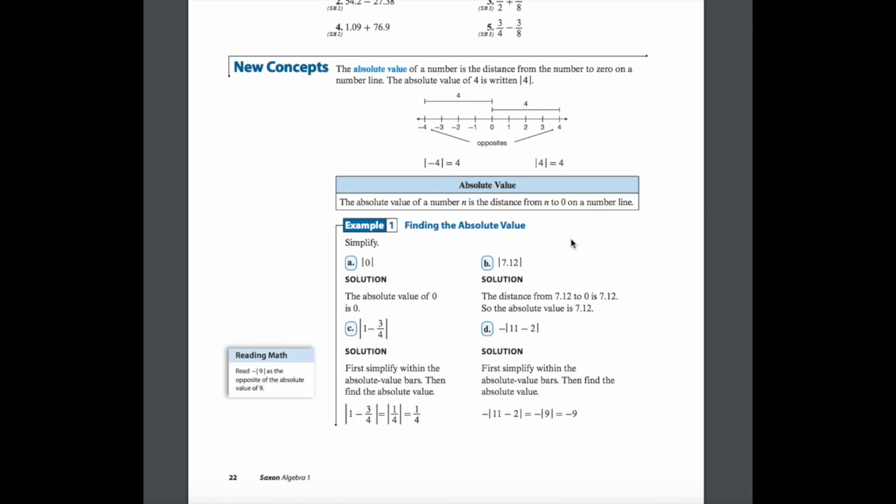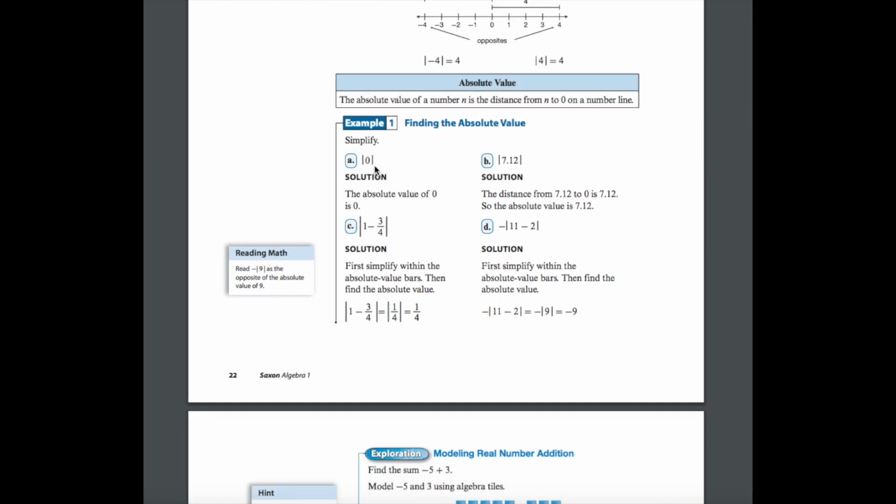If you look at the example problems right here below, the absolute value of 0 is 0. The absolute value of 7.12 as a decimal is 7.12. You can actually do mathematical expressions within absolute value and then apply the absolute value to what you find inside of that expression. We're going to treat these absolute value bars on the outside, these parallel lines, as kind of parentheses. So in letter C, it's 1 minus 3/4. Now 1 would be the same as writing 4/4, so 4/4 minus 3/4 equals 1/4. The absolute value of 1/4 is going to be 1/4.